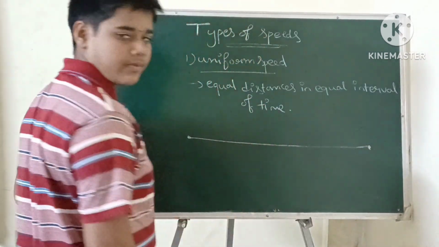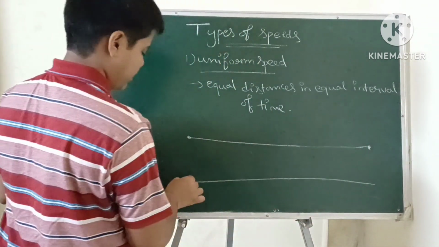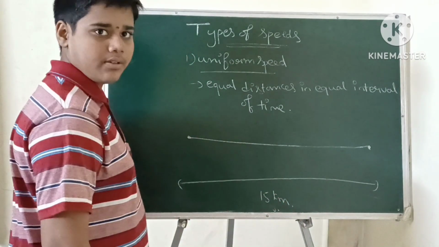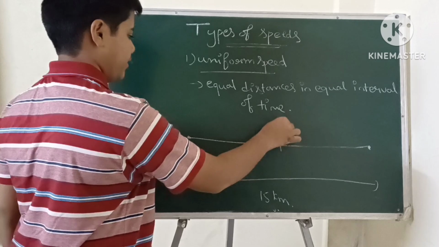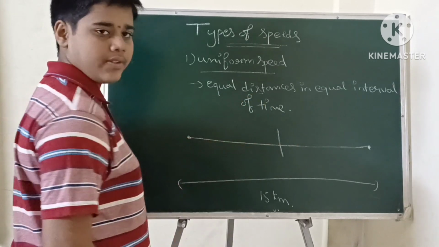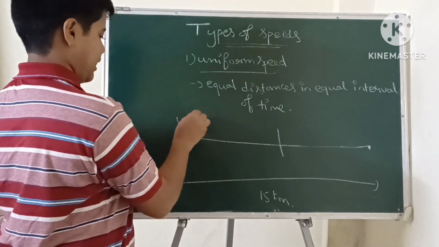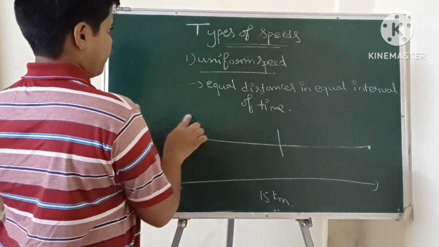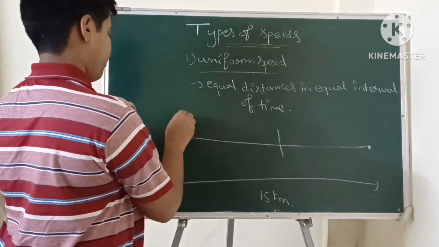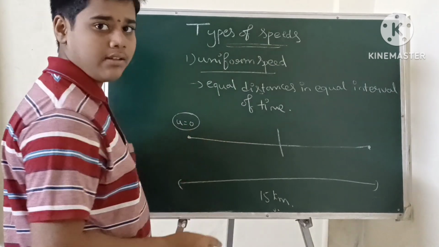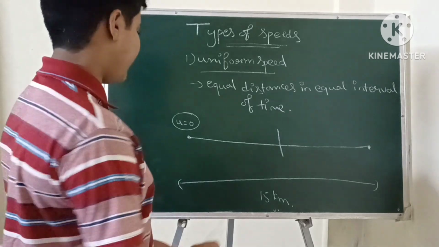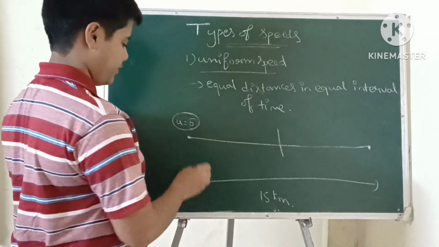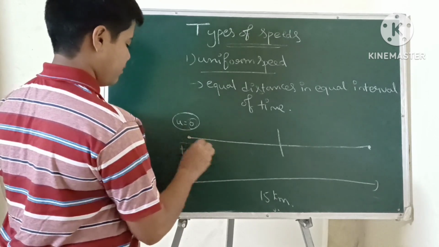ending position. Okay, so this total distance is 15 kilometers. Okay, so here this is the mid of the way. Okay, so this is rest. Rest means initial velocity is 0 or initial speed is 0, because we have starting from rest. So initial velocity is 0 and here final velocity is something. So here time is also 0.